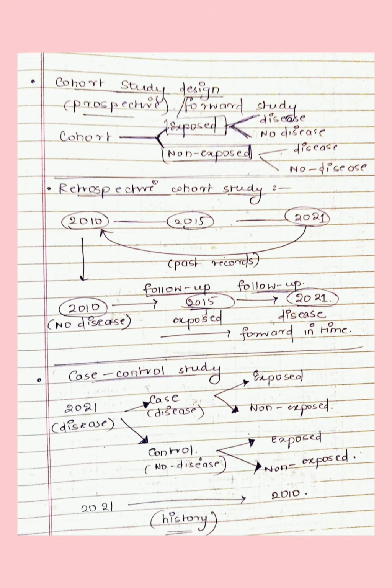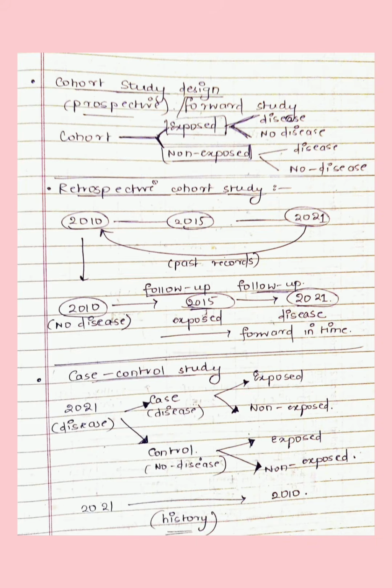Exposed individuals, say they have been smoking, so they develop lung cancer, whereas there are some who despite being exposed do not develop the disease. Again, we divide the non-exposed group, that is the individuals who don't smoke; still some develop the disease, cancer, and again those who do not develop the disease. So the basic idea is pretty simple. In a cohort study, we are going ahead in time.